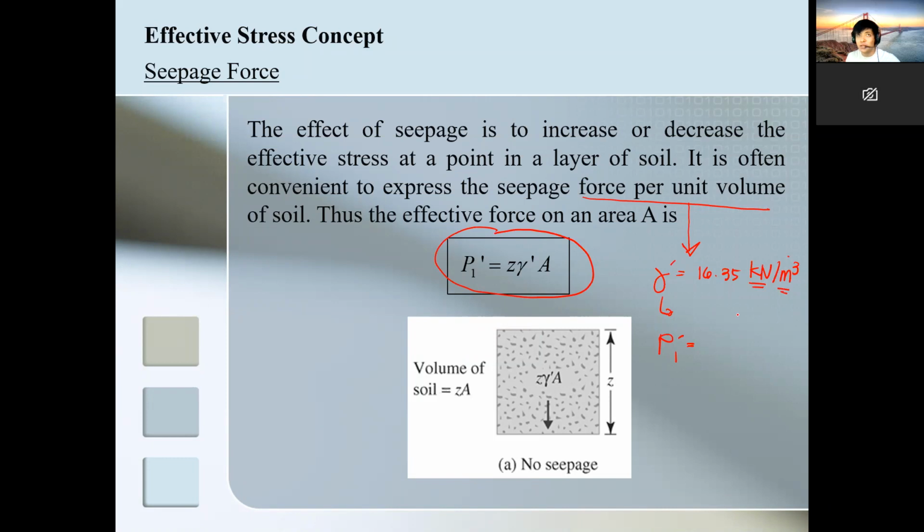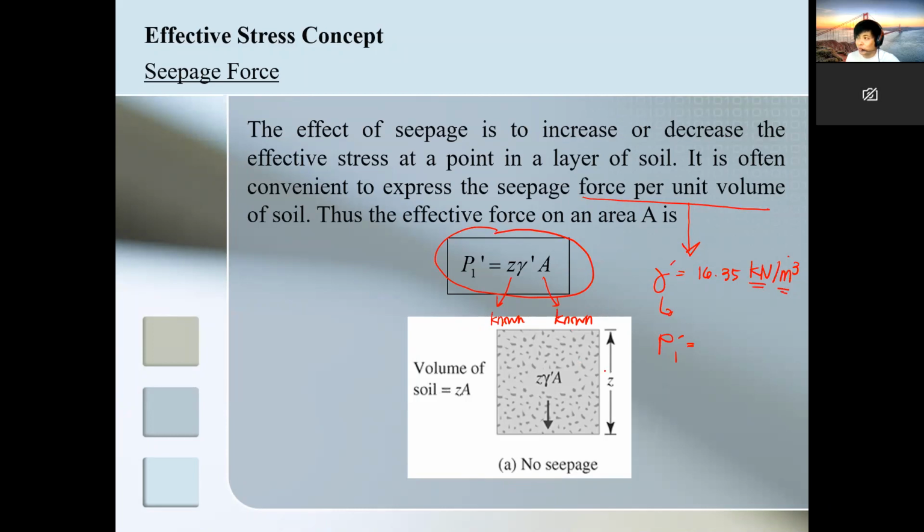Now if no units are given, you can just say that the seepage force is equivalent to the effective unit weight, in that manner. So again, this one must be known, and this one must be known, for us to determine the exact value of your seepage force. If not, it is a bit difficult to determine. Okay?